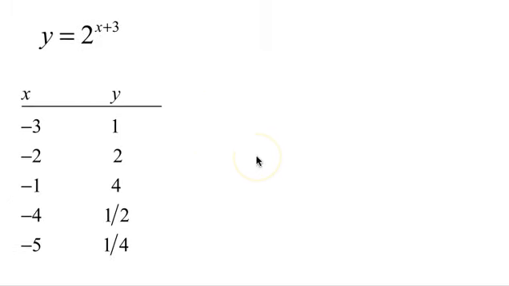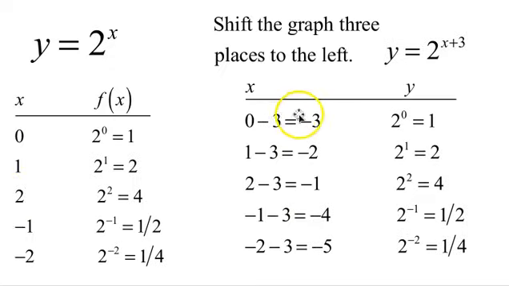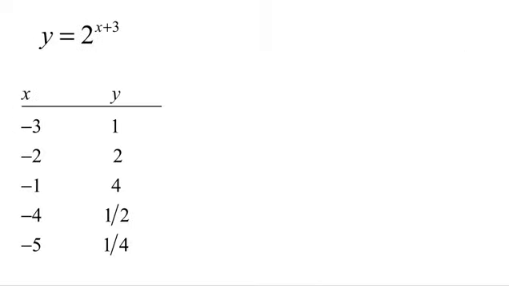So here's our y equals 2 to the x plus 3. These are the values from the previous table. Again, negative 3, 1, negative 2, 2, etc. The last move we want to do is change that to y equals 2 to the x plus 3 minus 4.